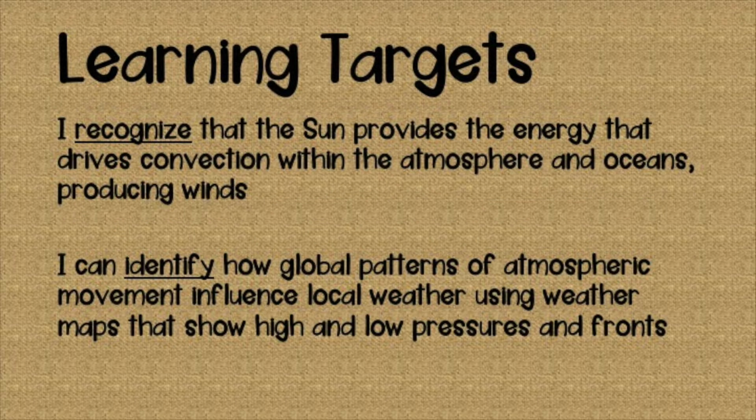Today's learning targets. We are recognizing still that the sun provides the energy that drives convection within the atmosphere and oceans, producing winds. And we are identifying how global patterns of atmospheric movement influence local weather using weather maps that show high and low pressure and fronts. So that's a new one. We've been doing recognizing that the sun provides the energy for a couple of days, and now we're adding to that knowledge.